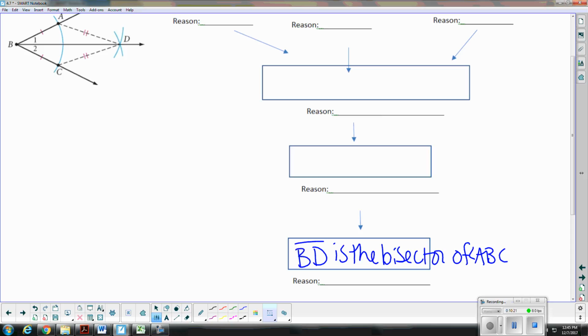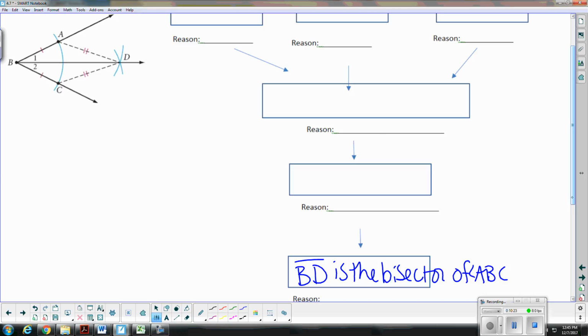But if this is true, then what has to be true about those two angles? Looking at this, angle 1 and angle 2 are the two angles that make up angle ABC. So if BD is the bisector, what has to be true about those two? Well, we'll first have to show that angle 1 is congruent to angle 2. So we know that's going to be our second to last step.